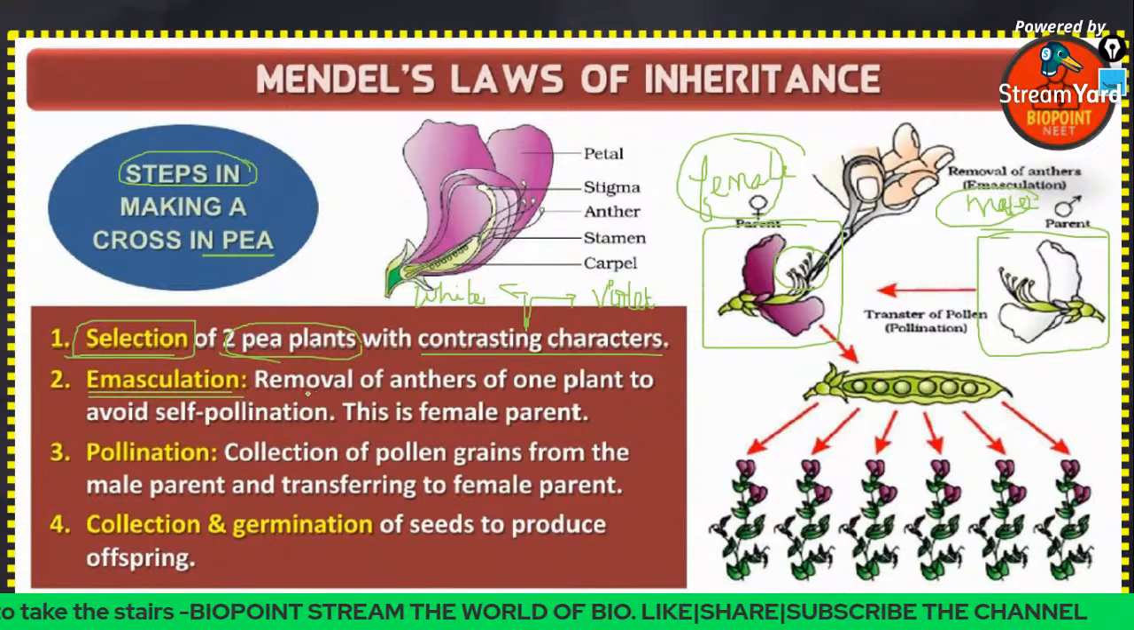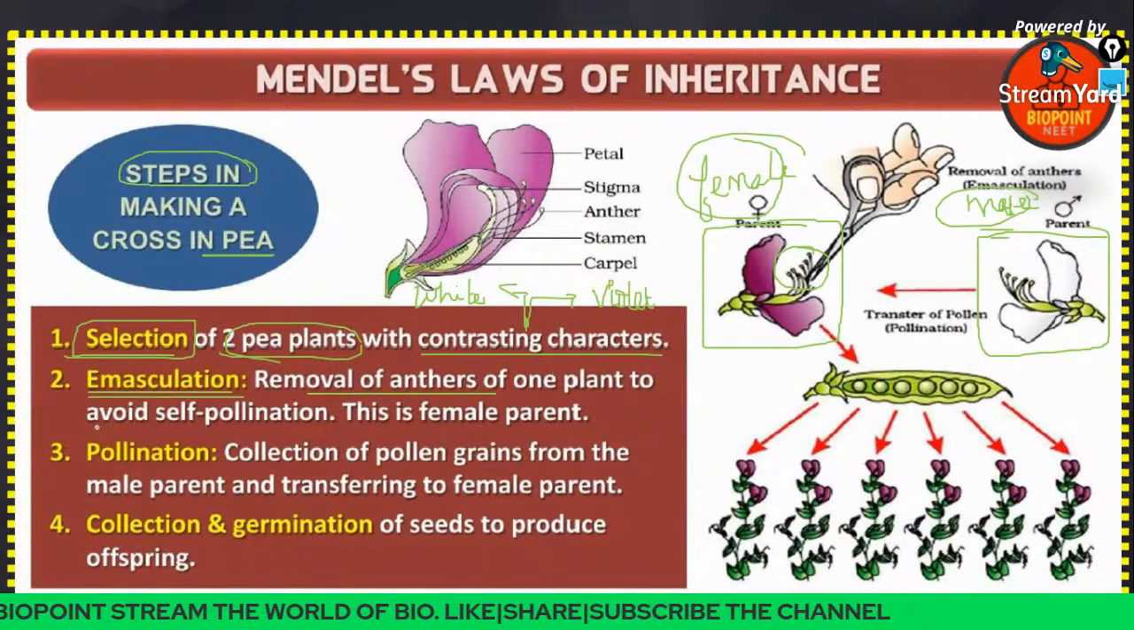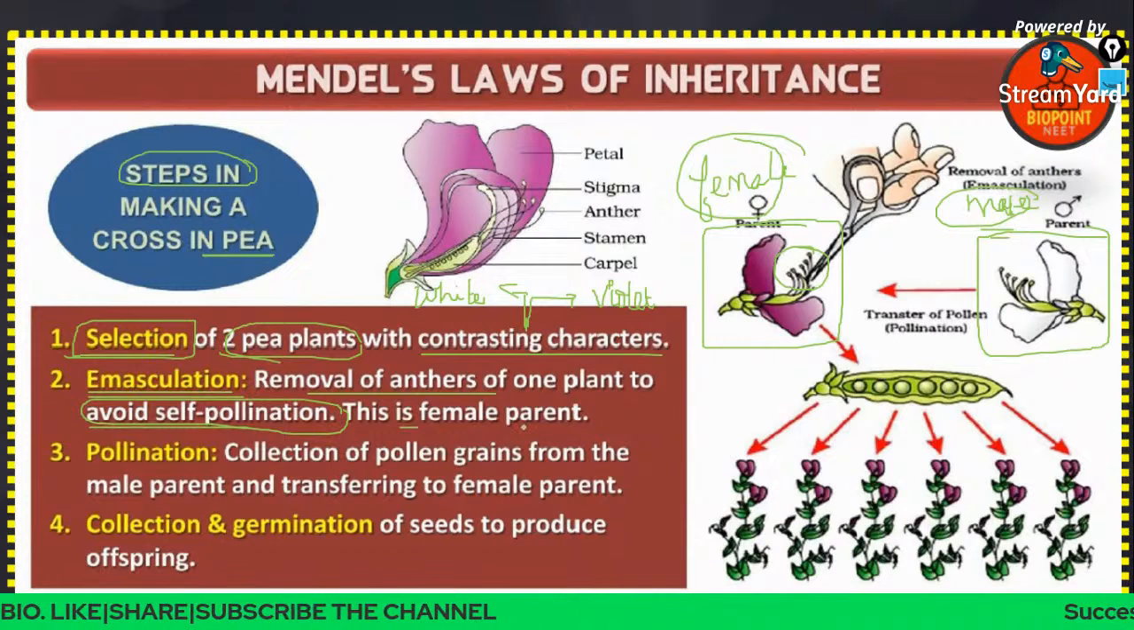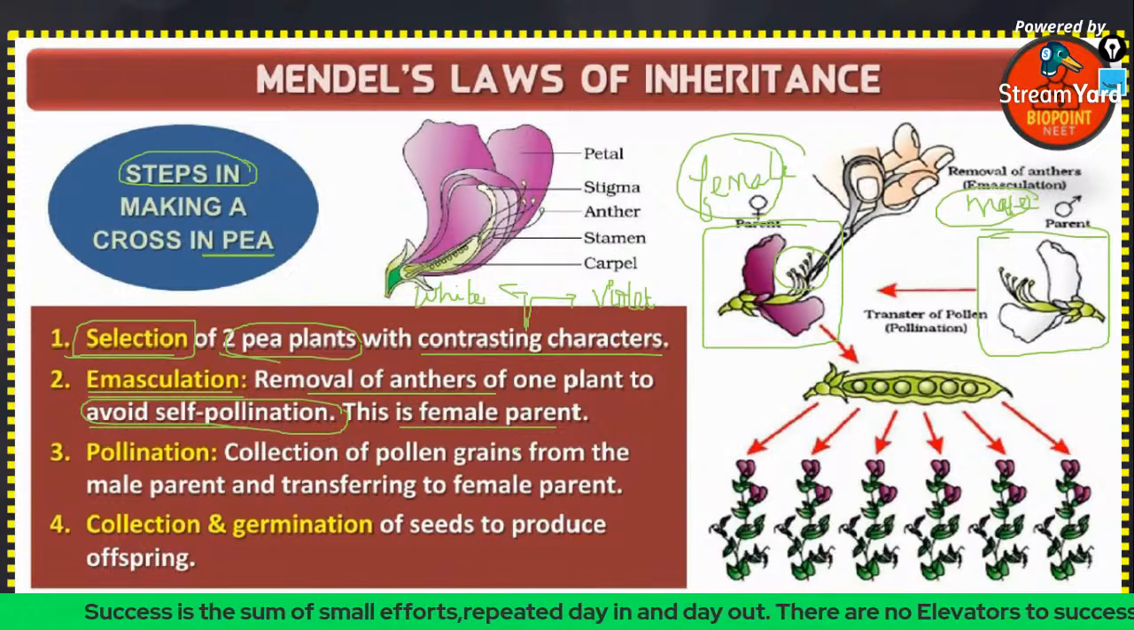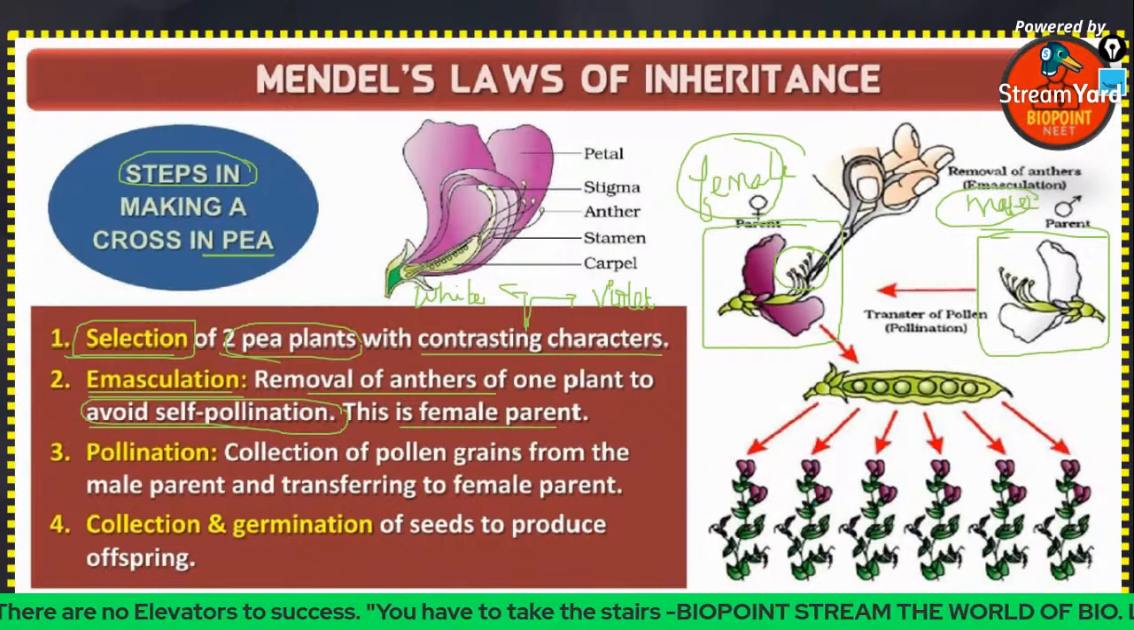What is emasculation? Removal of anthers from one plant to avoid self-pollination. Emasculation is done in the female parent to avoid self-pollination. That is what is said to be emasculation.